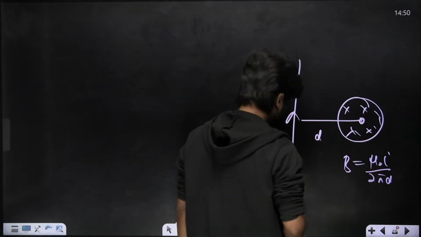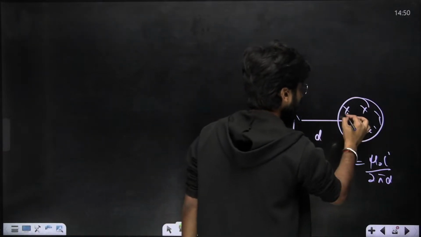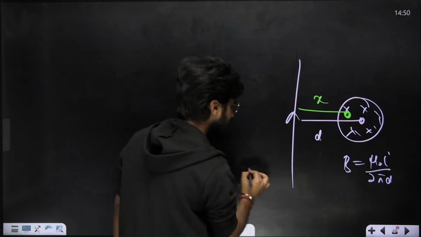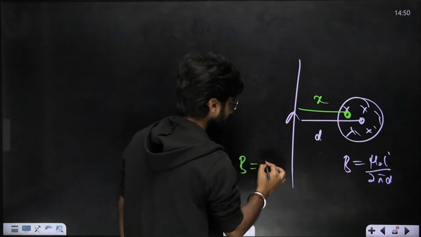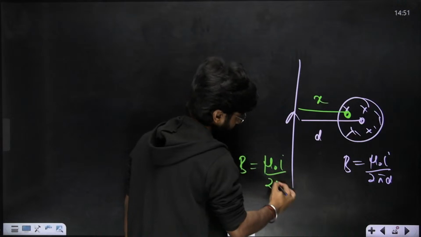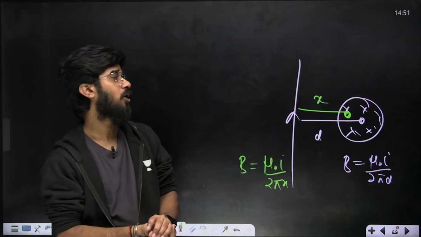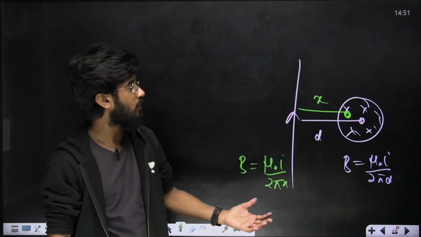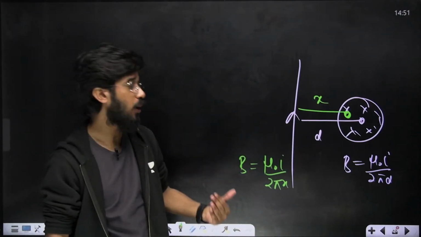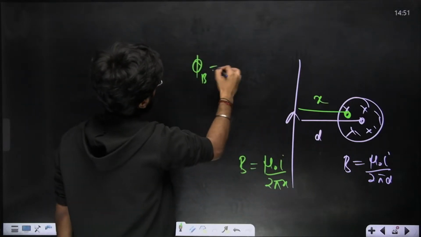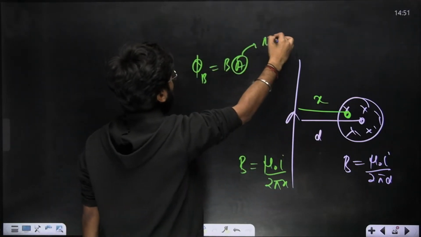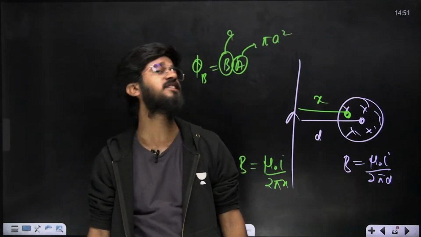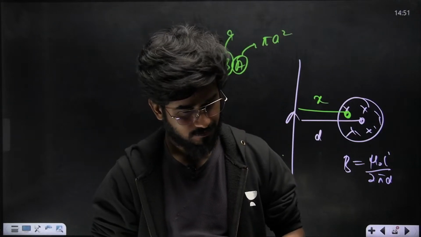Suppose we are talking about this particular red point; here the distance is something else. Suppose that it is x. So the magnetic field at this particular point will be mu naught I by 2 pi x. So the magnetic field is not constant in the entire loop. So there is a problem. If the magnetic field is not constant, then how will we write phi B is equal to B into A, and if we write A equal to pi a square, how will we use the magnetic field at the center? So we cannot write this. Understood? Okay.